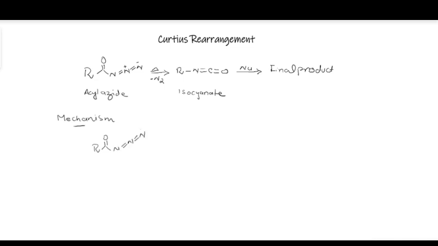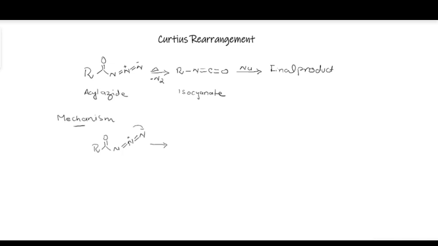So this is how we can write an azide. You can see we have three nitrogens connected to each other. The terminal nitrogen has formed two bonds. It has a negative charge on it. The central nitrogen has formed four bonds, so it has a positive charge. And upon heating, it will lose a molecule of nitrogen in this way.